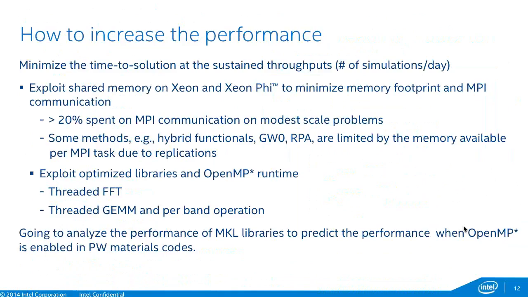Typically in this application, more than 20% of the time is spent on MPI communication, even at large scale. That's a serious cost, and definitely an area where we can improve performance by not doing the communication and not sending as many data sets. And the other key is that these codes are not just doing one thing. There are many levels of theory they are implementing, and very often those methods require much higher memory.